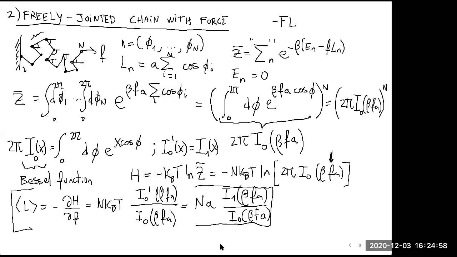Now, let me copy the result. So I said the average L is Na I1 of beta fa divided by I0 of beta fa.